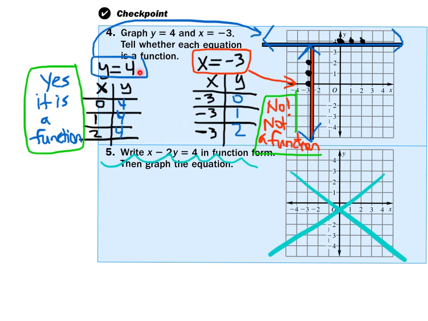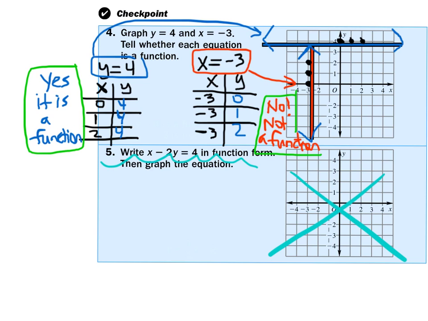Okay, so let's start off with the y equals 4. I put that right here. Y equals 4. Remember, y is frozen at 4. So do your x and your y table and make up values for x, 0, 1, 2, and y is frozen at 4. So just copy 4, 4, 4 all the way down the y column.